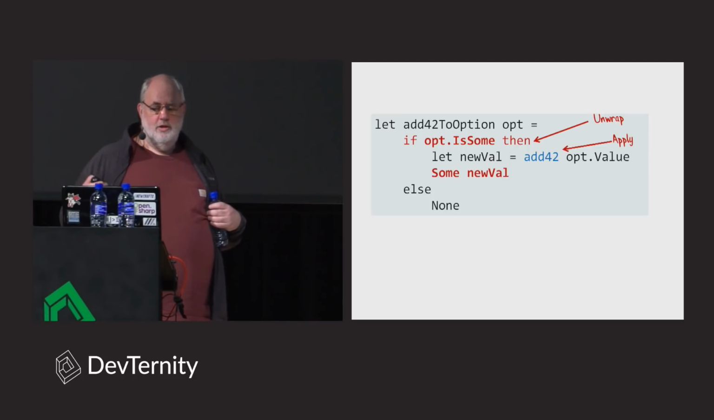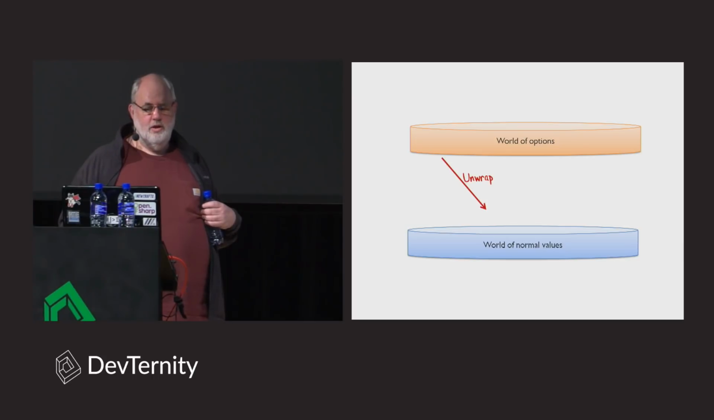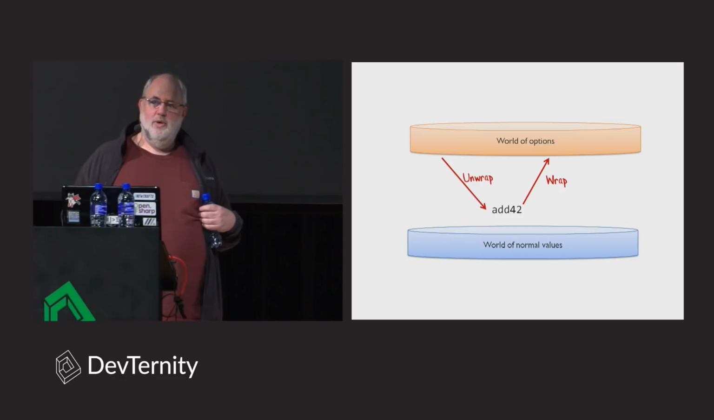So we're unwrapping it, we're doing this thing, and then we're rewrapping it up. So again, kind of ugly, going down, doing something and going back up. We really want to try and avoid this if we can. So how can we avoid this?